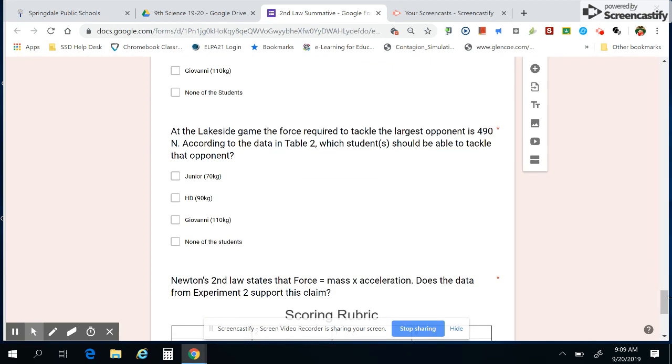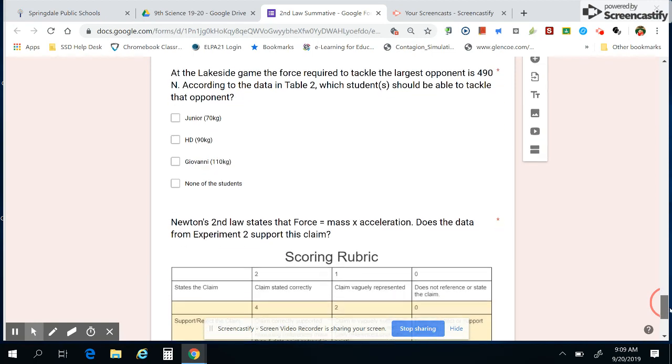At the Lakeside game, the force required to tackle the largest opponent is 490 newtons. According to data table 2, which student or students should be able to tackle the opponent? Junior at 70 kilograms, HD at 90 kilograms, Giovanni at 110 kilograms, none of these students.